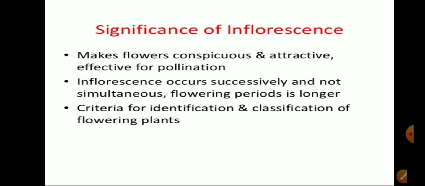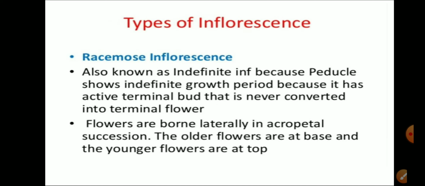The significance of inflorescence: it makes the flowers conspicuous, attractive and effective for pollination. Pollination occurs very frequently. Inflorescence occurs successively, and it is very necessary as a criterion for identification and classification of flowers. There are two types of inflorescence: racemose and cymose.